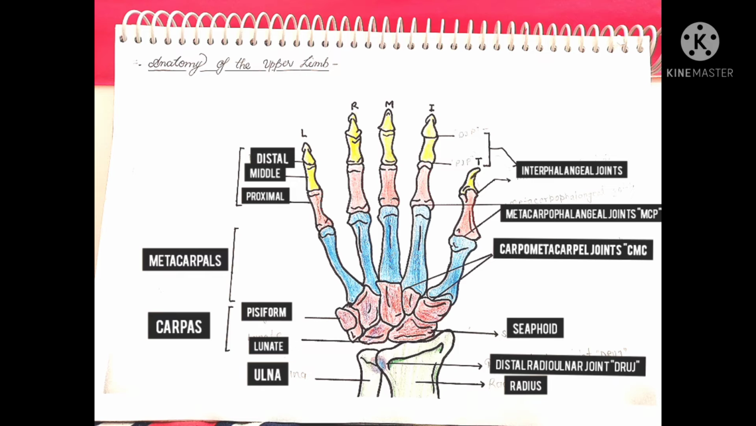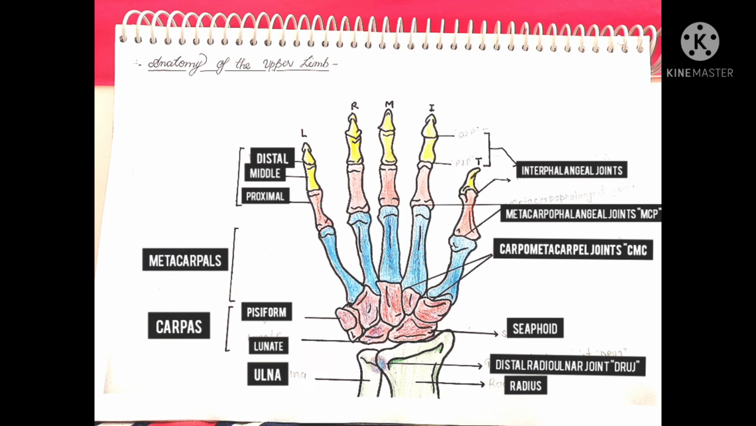There are a number of joints. I alluded to the joints between the base of the metacarpal and the carpal bones, and these are collectively known as the carpometacarpal joints. There's one at the base of each of these digits. The next set of joints are known as the metacarpophalangeal joints, or the MCP joints, and these are at the distal end of the metacarpals, where they articulate with the bases of the proximal phalanx.